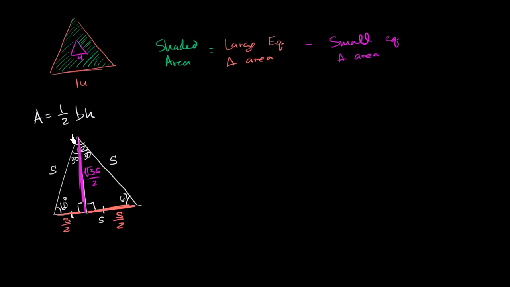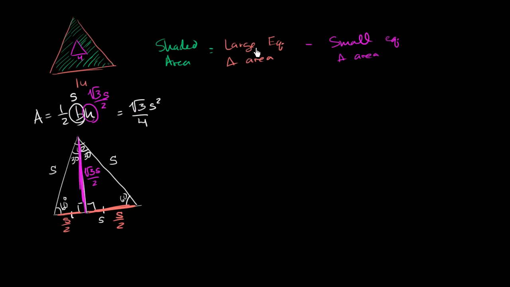And now we can figure out a generalized formula for the area of an equilateral triangle. It's going to be equal to 1/2 times the base. Well, the base is S. And the height is square root of 3 S over 2. And so this will simplify to, let's see, in the numerator we have square root of 3 S squared, over 4.